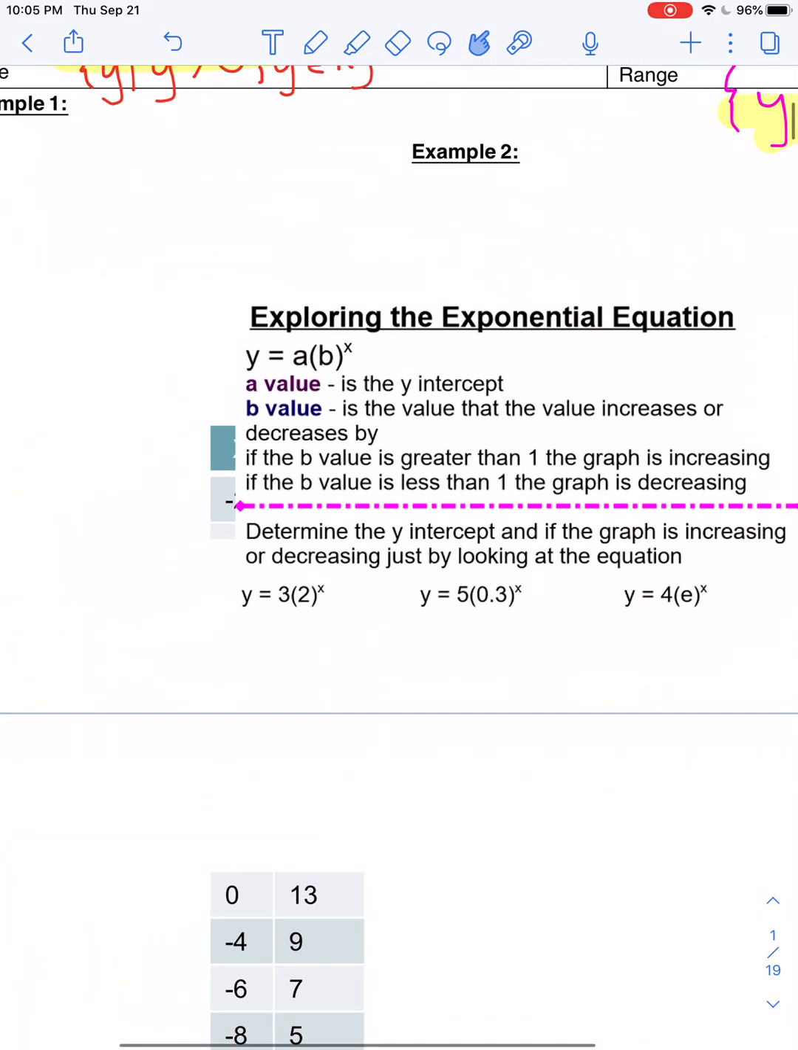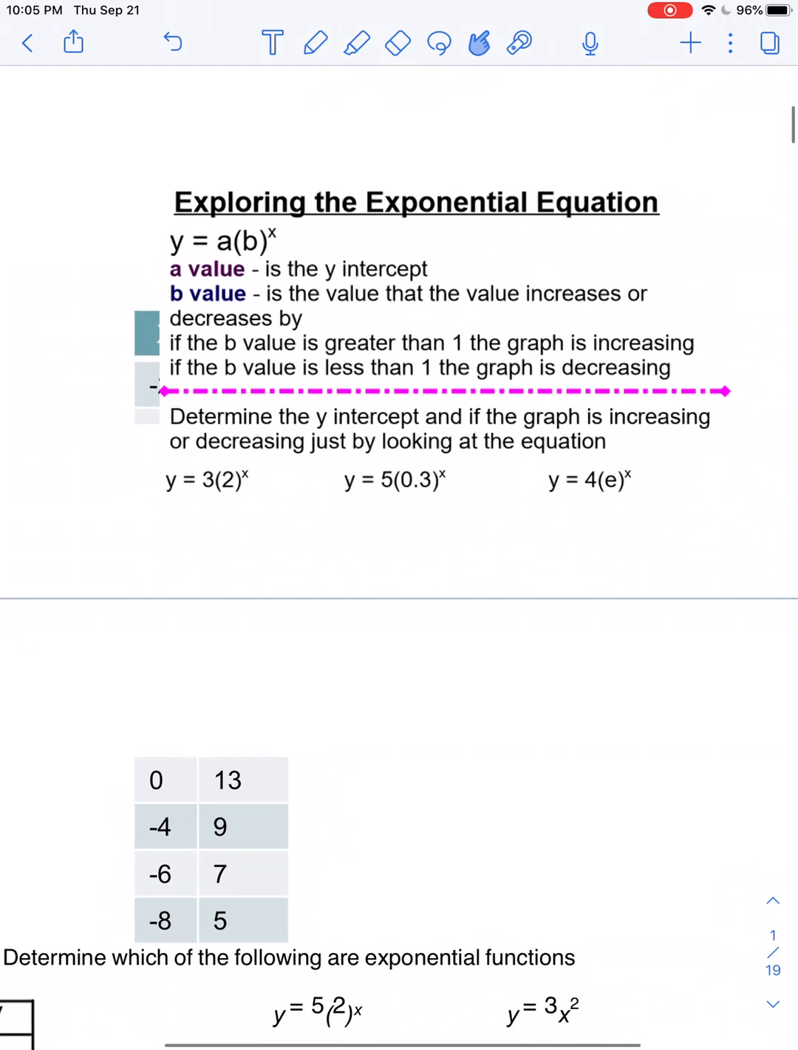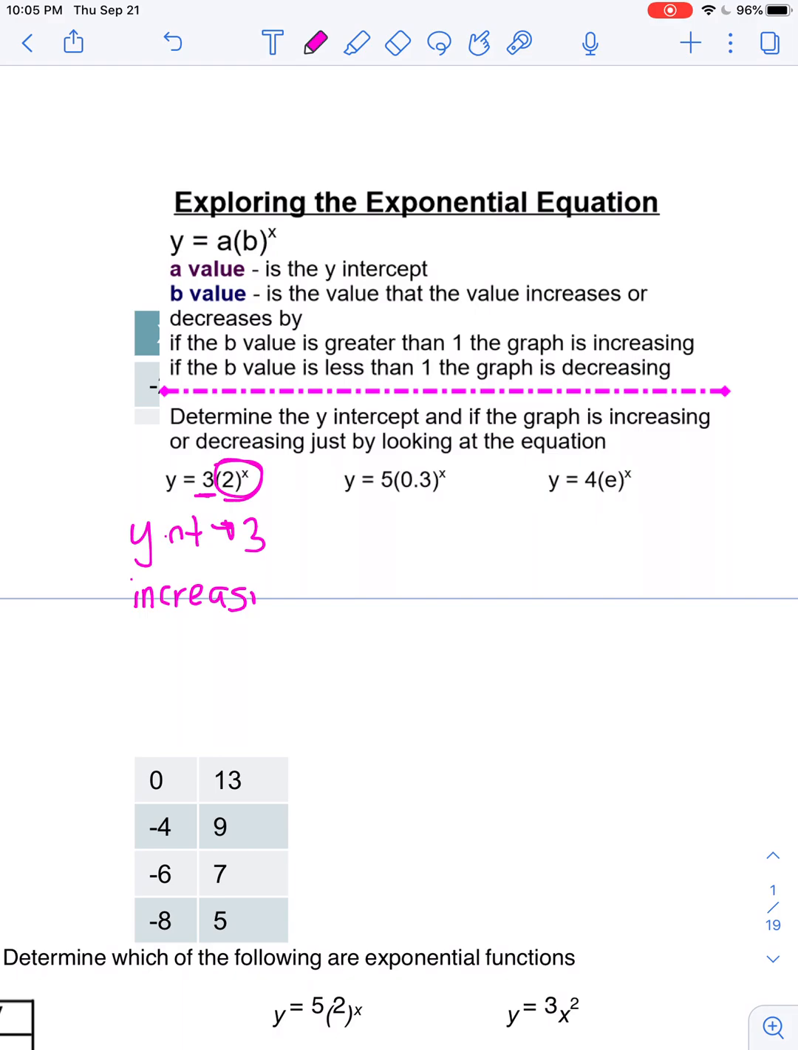Okay, so here's another quick slide. Just using what we've already talked about, it asks what the y-intercept is, and if it's increasing or decreasing. So again, that a value, that's our y-intercept. So in this case, it's at 3. And then we can figure out if it's increasing if our b value is greater than 1. So this one, the b value is greater than 1, so it's increasing. And then here our y-intercept is at 5. And then our b value is less than 1, so it's decreasing.